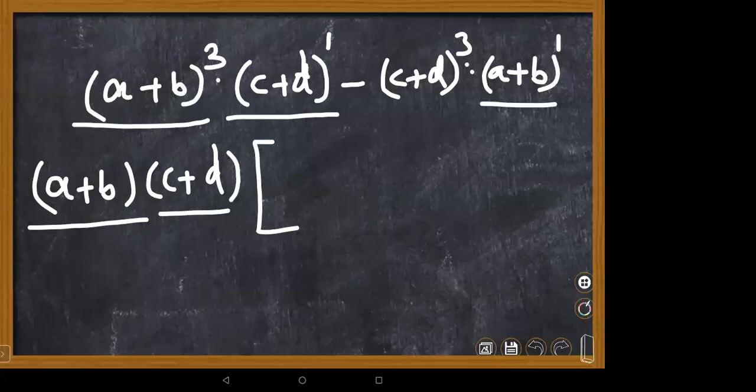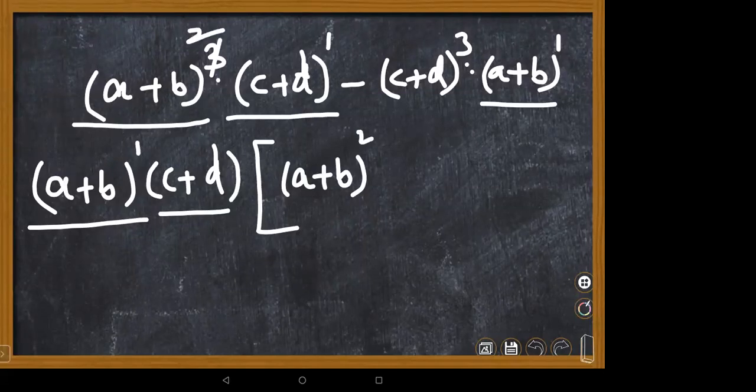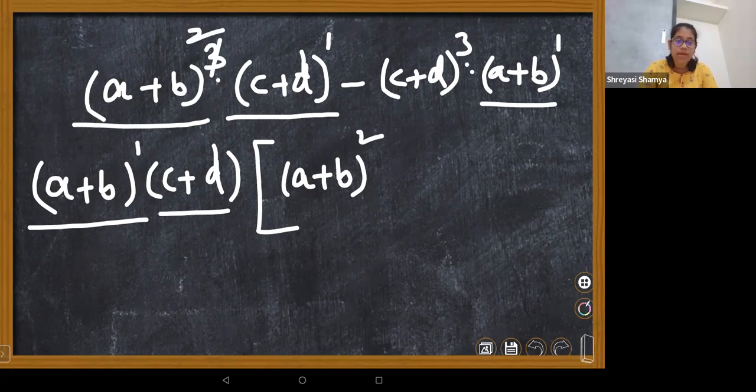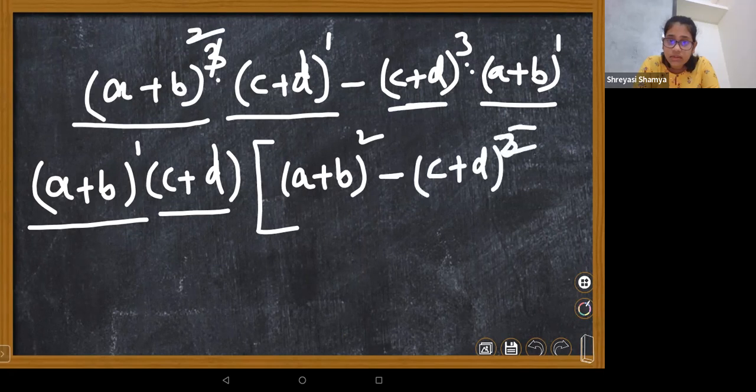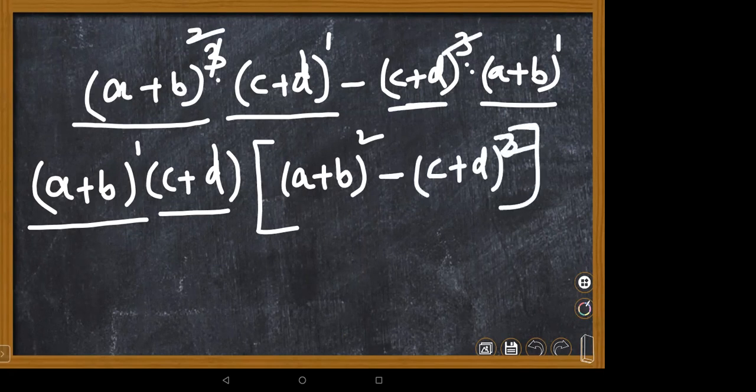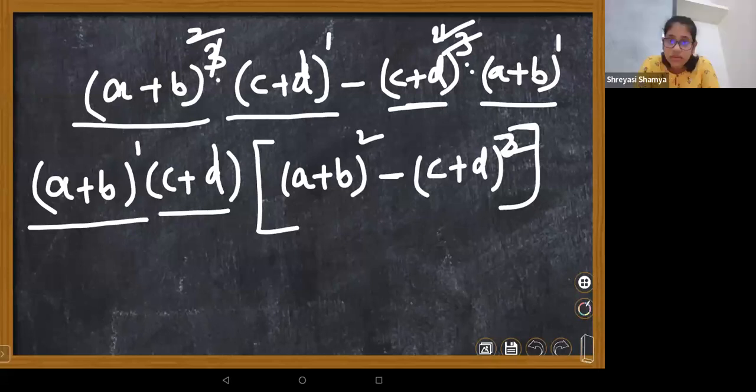What is left over here, children? If I am taking one power of (a plus b) outside, what is left over there? (a plus b) whole square, the power 2, is left. Minus, and (c plus d) to the power 3 means (c plus d) whole cube. One I removed outside, so whole square is left.